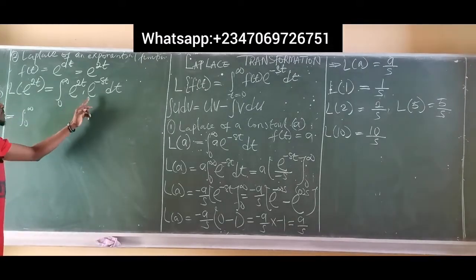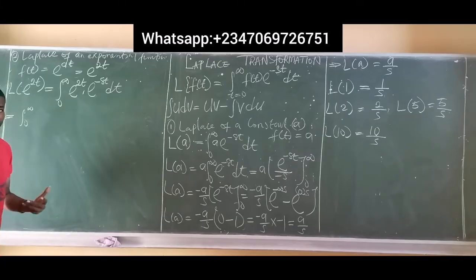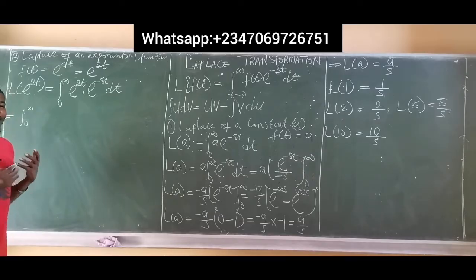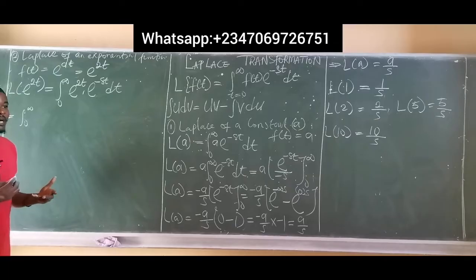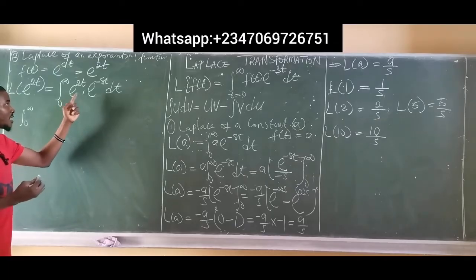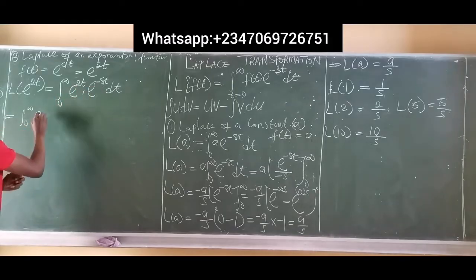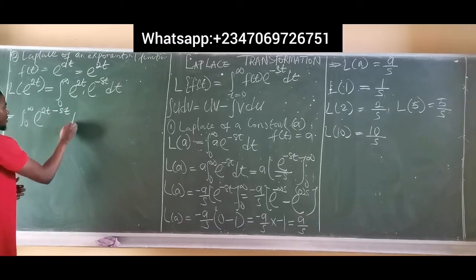Now, this is equal to integral from 0 to infinity. Notice that I have exponential functions multiplying themselves. From the law of indices, when two numbers having the same base multiply themselves, you pick one of the bases and add their powers. They have the same base, exponential and exponential, multiplying themselves. You simply pick one exponential and add up their powers. What are the powers now? 2t minus st, times dt.